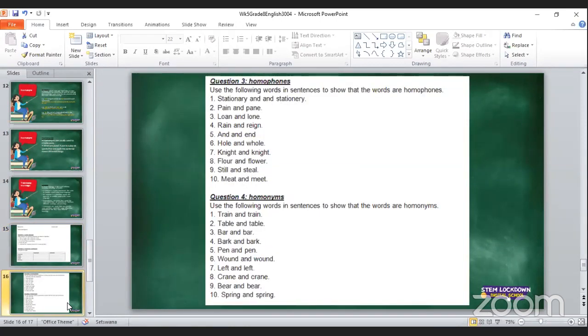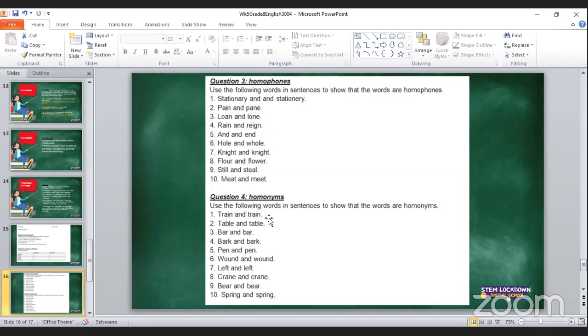Question three really is about homophones. I'm asking you to use the following words in sentences to show that the words are homophones. Remember what I said homophones are? Homophones are the words which sound the same. If you read them, you realize that they do sound the same. So in question three, I'm asking you to write a sentence using those homophones to show your understanding of homophones, right?